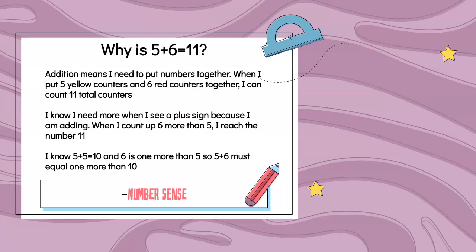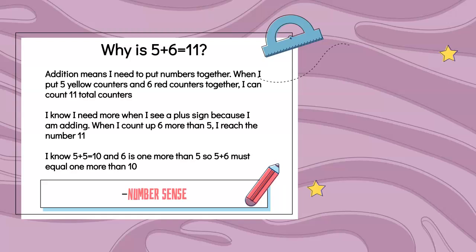How might a child answer the question, why is 5 plus 6 equal to 11? A child who has a strongly developed number sense might provide any of these answers. They might say, oh, I know that addition means that I need to put numbers together. I know that word in my head. And so when I take 5 yellow counters and then I put 6 red counters next to them, I can count them up. That's a total of 11 counters. So that's one way that they're showing, oh, I understand why 5 plus 6 equals 11.